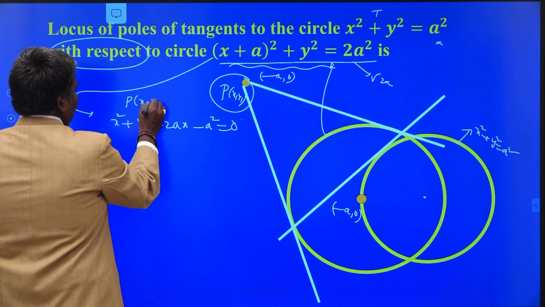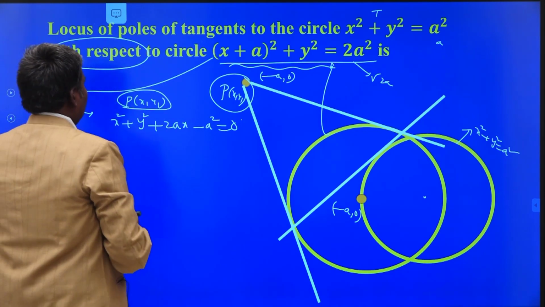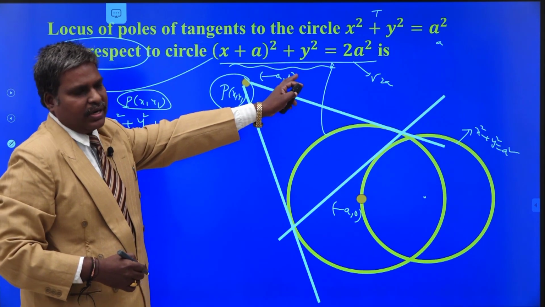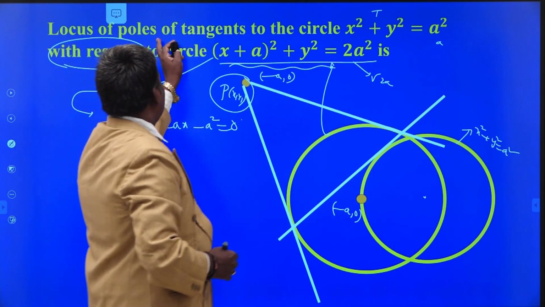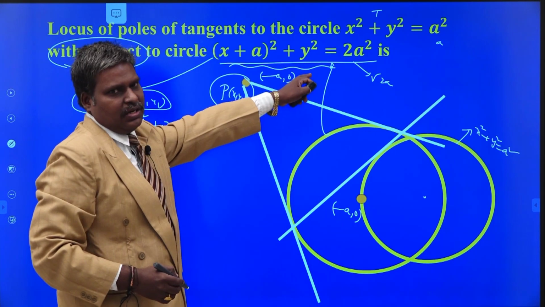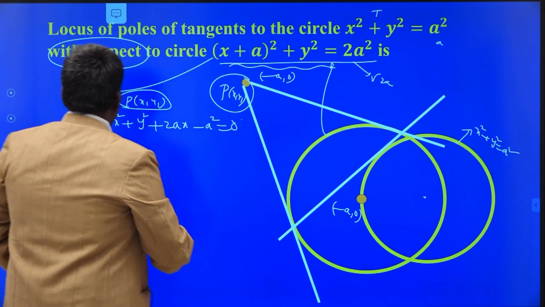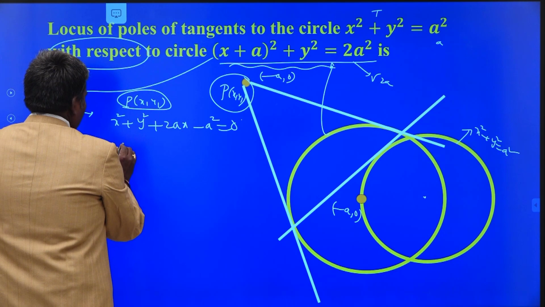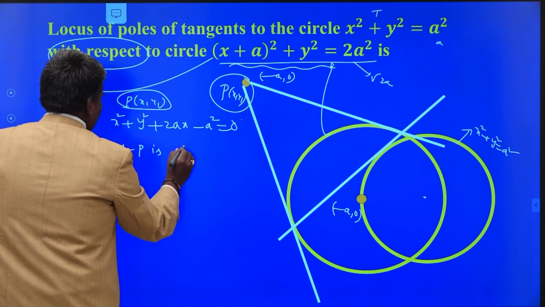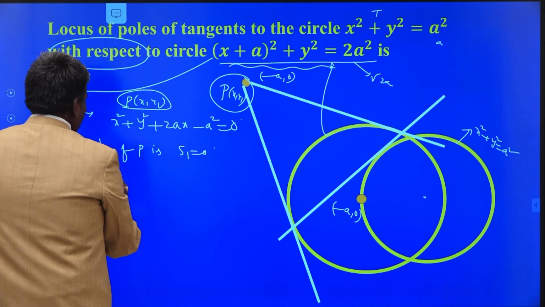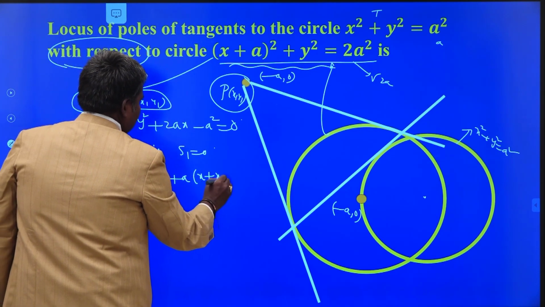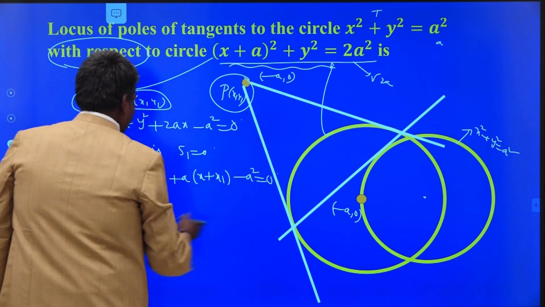Suppose P x1 comma y1 is the pole of the tangent to the circle with respect to the circle. You have to write in this manner. So what is the polar of P? The polar of P is S1 equal to 0. What is that S1? x x1 plus y y1 plus a times of x plus x1 minus a square equal to 0.